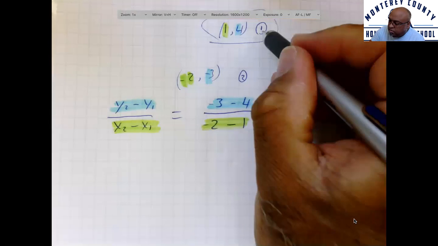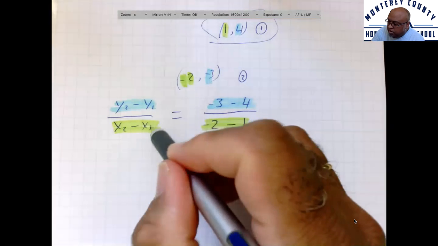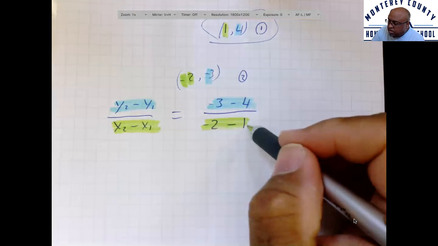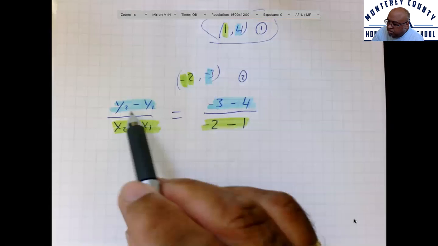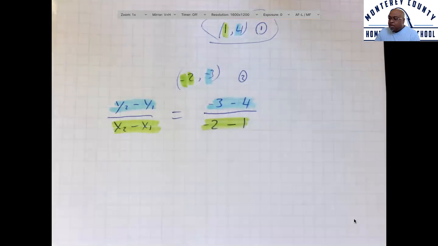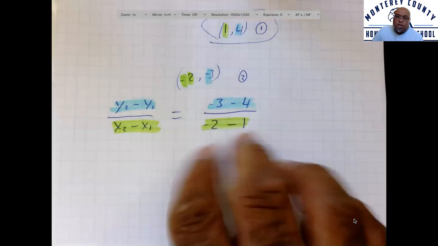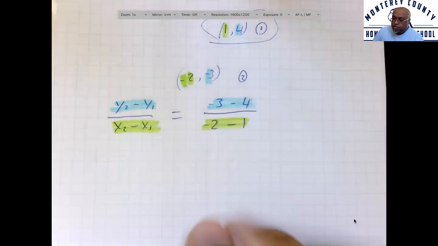Let's double check. My sub 1 numbers are 4 and 1. So y sub 1 is 4, and x sub 1 is 1. My sub 2 numbers are negative 3, negative 2. y sub 2 is negative 3, x sub 2 is negative 2. Very good. Now, I know I'm going kind of long on this. The idea is learn it well so that you can go short once you do it.